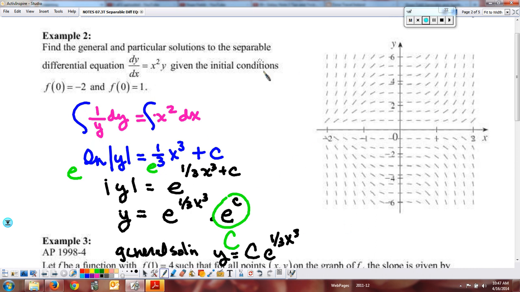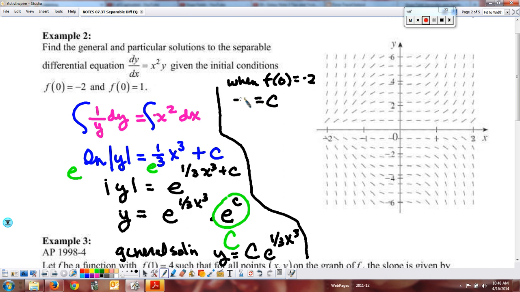Okay, let's kind of separate this out here, give myself a little room. So when f of 0 equals -2, then we pretty much know, well, e to the 0 is 1, so c equals -2. It actually makes it really easy to solve for c. So your particular solution in that case is going to be y equals -2e to the 1/3 x cubed. And that would be your particular solution for that one.